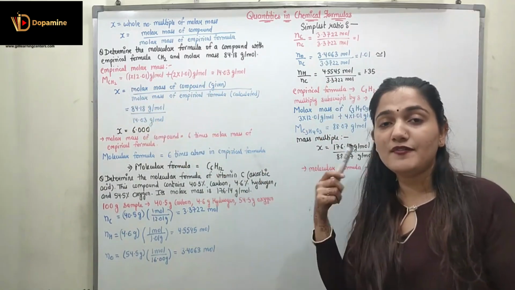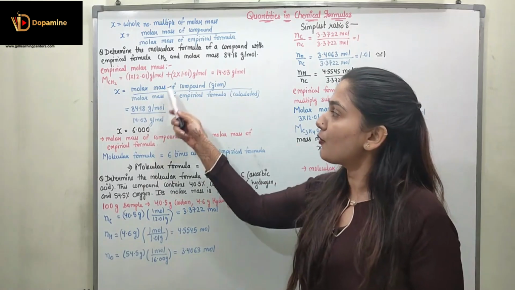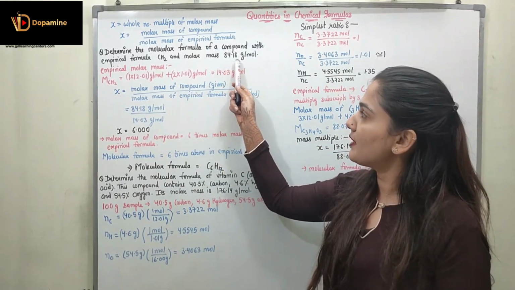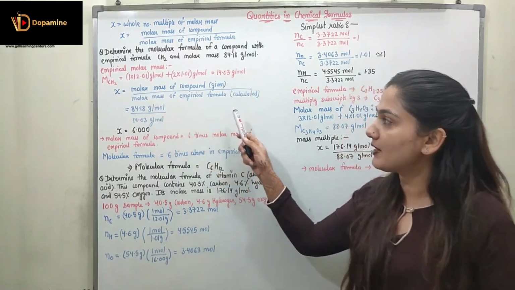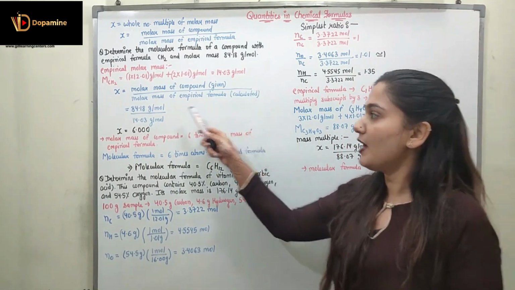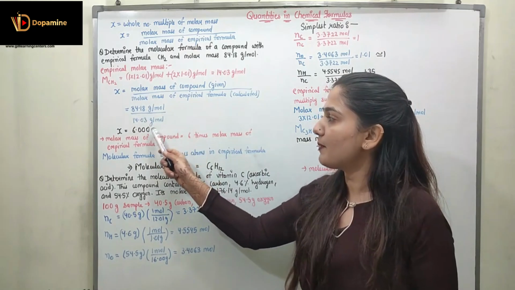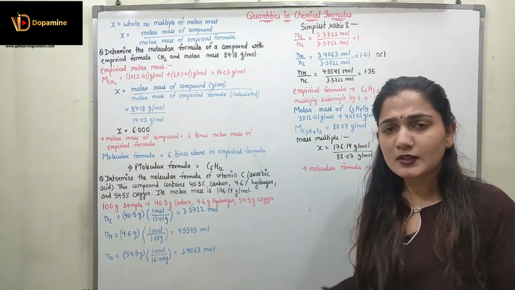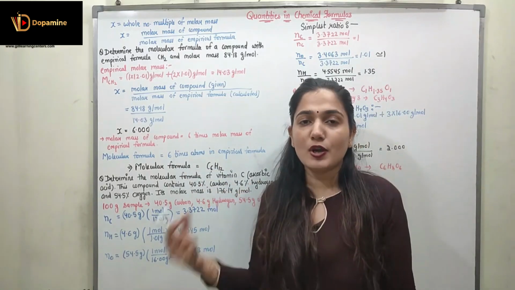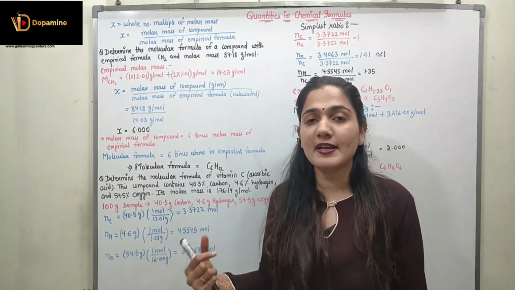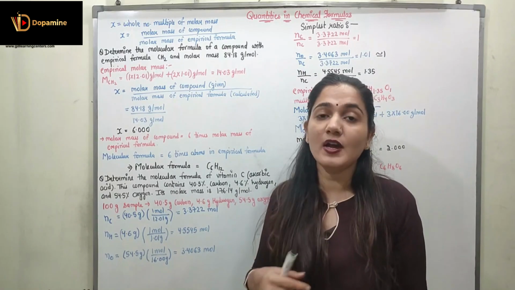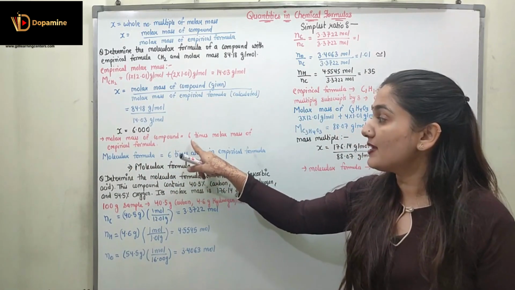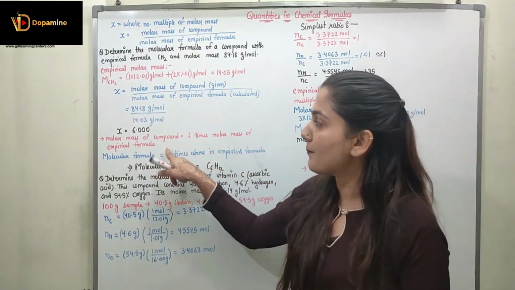Now to find the value of this whole number, we divide the molar mass of the compound, which is given as 84.18 gram per mole, by the molar mass of the empirical formula that we have just calculated. 84.18 gram per mole divided by 14.03 gram per mole gives x equal to 6. As I told you, in the molecular formula we multiply the subscripts of the atoms by this whole number. The molar mass of the compound is 6 times the molar mass of the empirical formula.